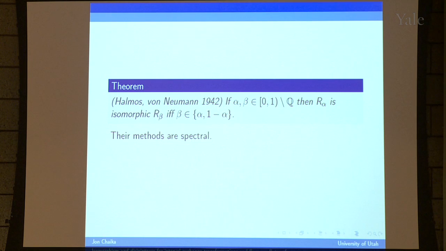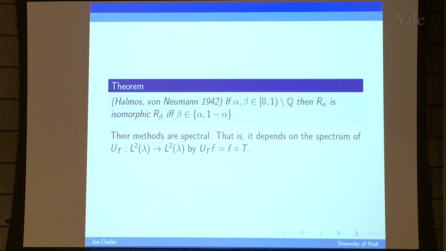Just a brief remark on their methods. They're spectral, and it works for systems that have discrete spectrum. And it's not hard to see that rotations have an orthonormal basis of L2 given by eigenfunctions. So the spectrum is purely discrete. And this has enabled them to get a classification of when two systems with discrete spectrum are, well, conjugate, but in our setting, isomorphic.